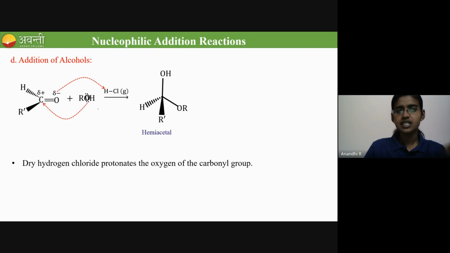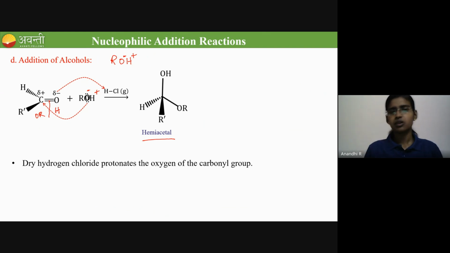Or you can easily add this. What you do, just first we need to know the negative and positive part of the ROH, right? RO minus and H plus. This is how we have to separate. Break the bond, add hydrogen to oxygen and OR to carbon. You will get this hemiacetal. You don't have to follow this mechanism at all. You can just directly add the alcohol like this. You will get a hemiacetal. Okay. Since this compound contains only one OR group, it is called hemiacetal.